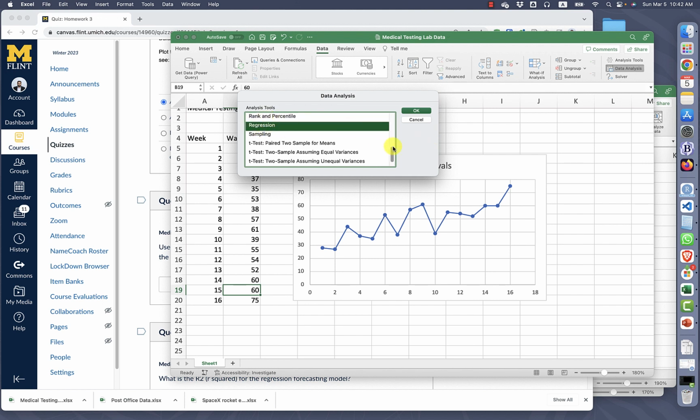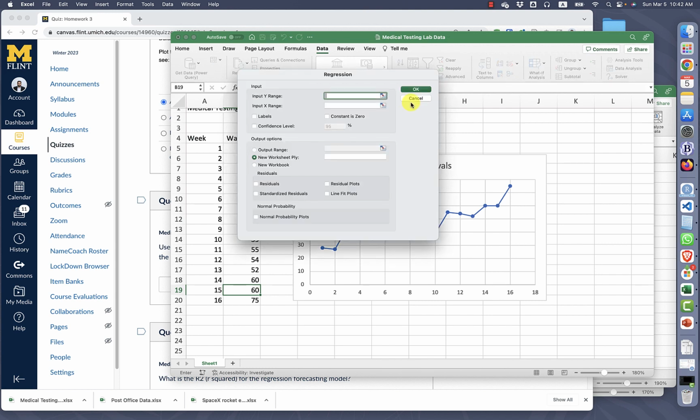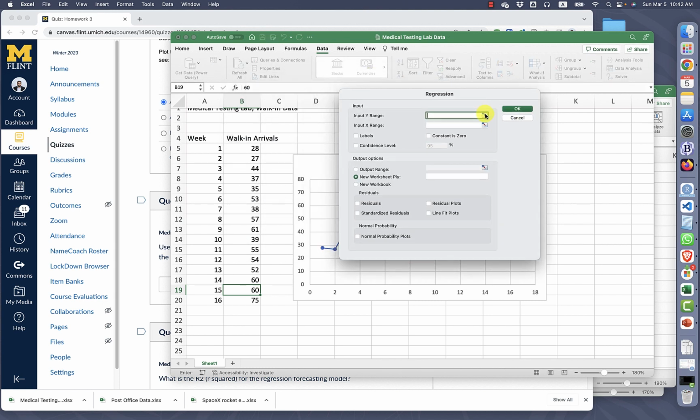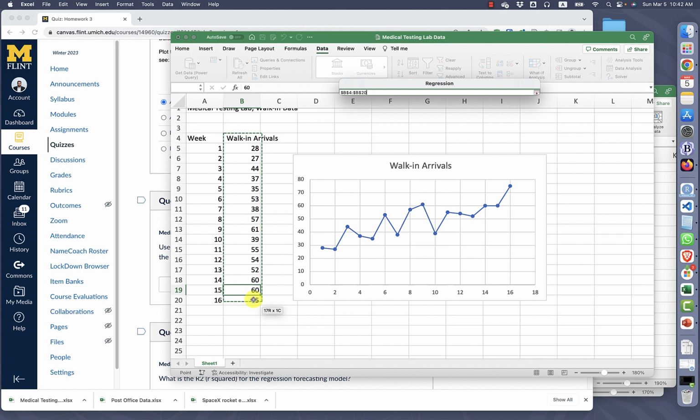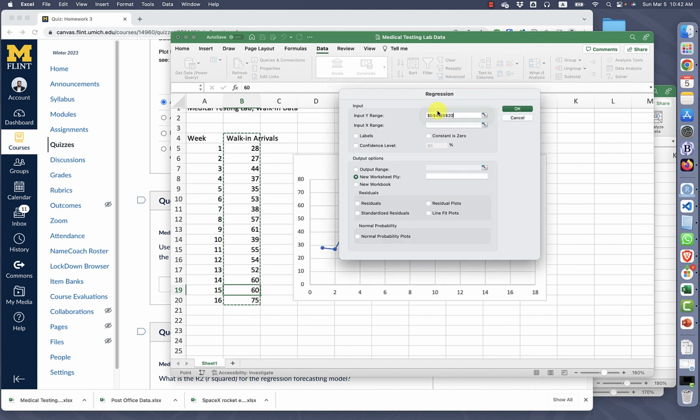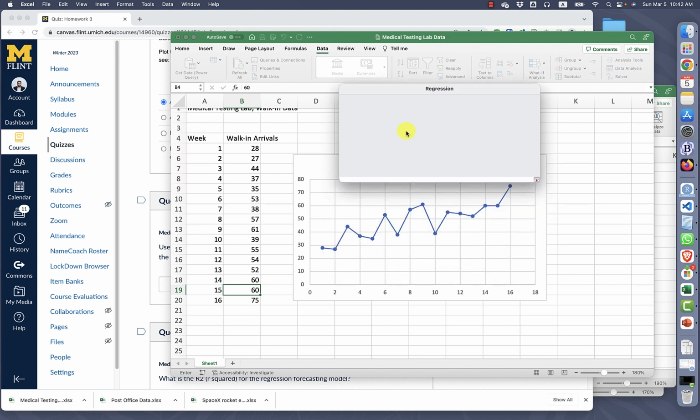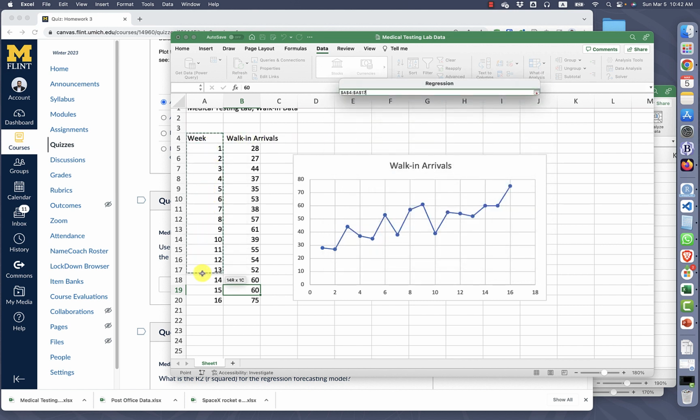You have the regression option. Initially you may have ANOVA, so you scroll down to R, sorted in alphabetical order. So you go to Regression, you hit OK. Your Y values are what you want to forecast. We eventually want to forecast the walk-in arrivals. So we select our Y data, including the label. I like to select including the label because it makes the Excel output easier to read.